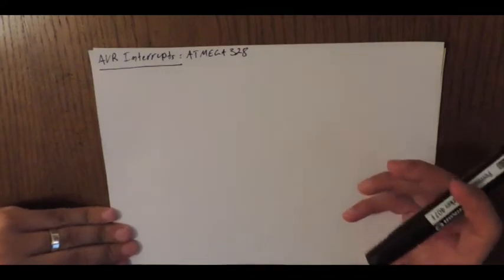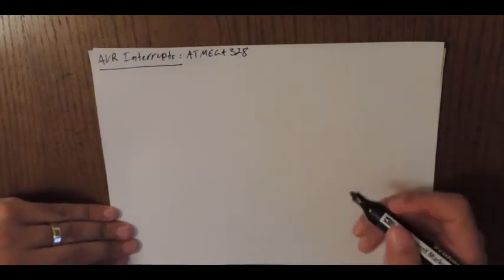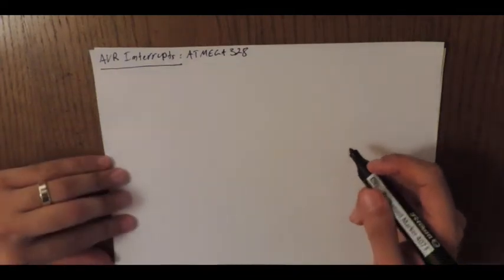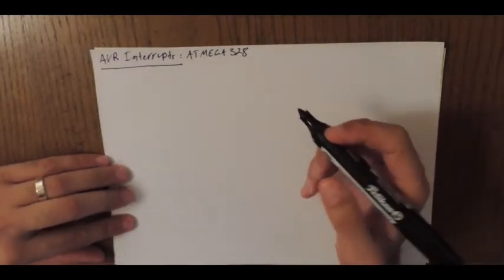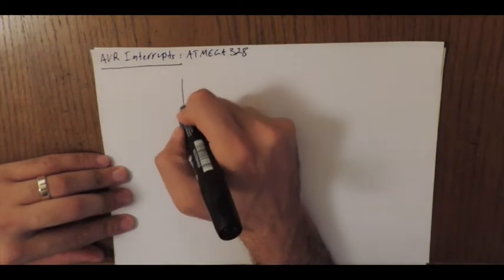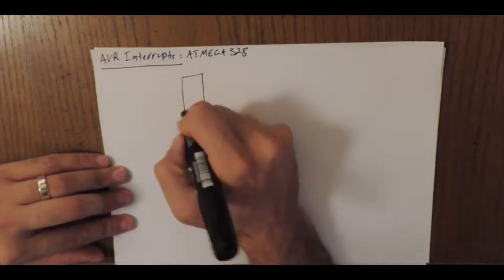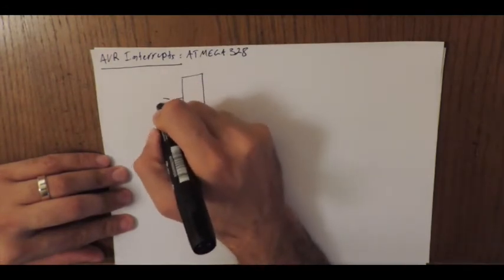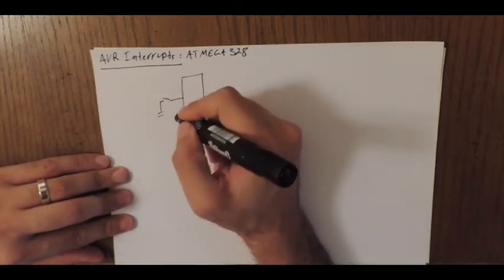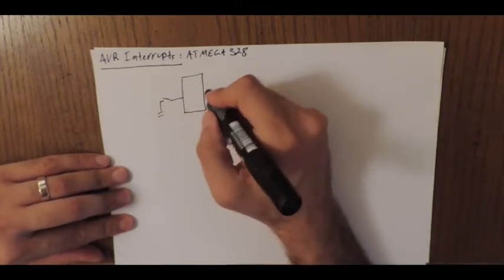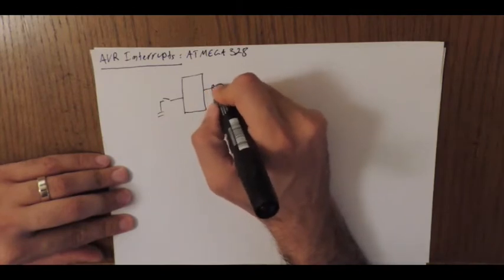Hello everyone, in this lecture we're going to discuss AVR interrupts in assembly. So what are interrupts and what are they used for? Imagine you have a microcontroller connected to a switch. Whenever the switch goes low, we need to, let's say, light the LED.